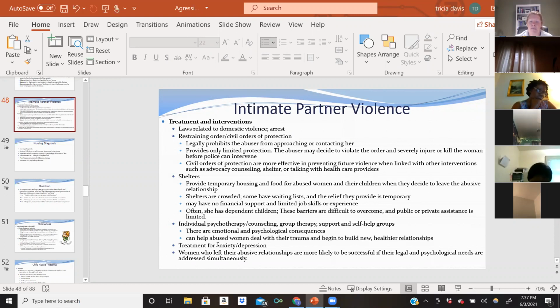We know that sometimes when patients are victims, it can cause anxiety in treatment. So we want to encourage that they see a therapist, and if required, that they take medication that would help them. Statistics show that women who left their abusive relationships are more likely to be successful if their legal and psychological needs are addressed simultaneously. So once they make that decision to leave, we make sure that, if we can, we give them all of the support that they need to be successful.